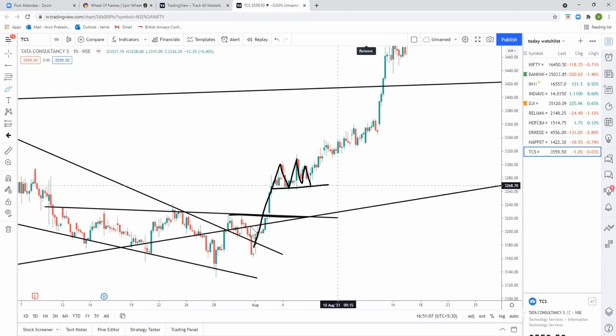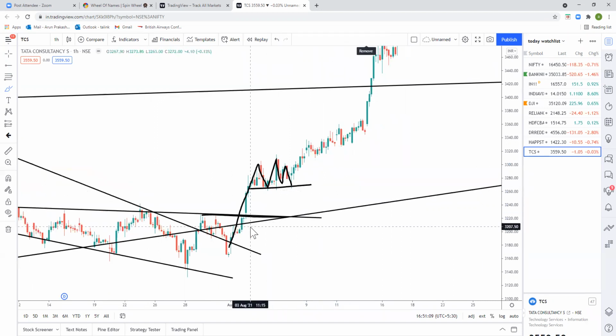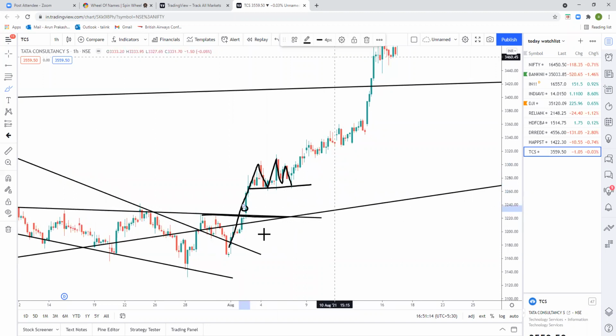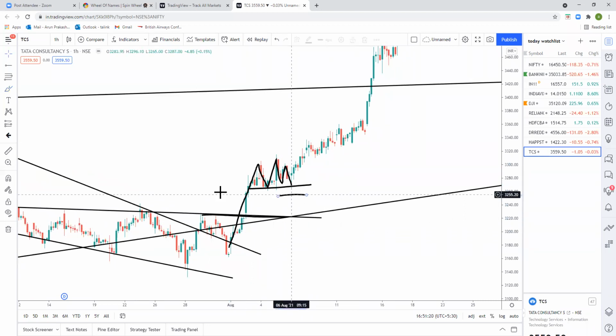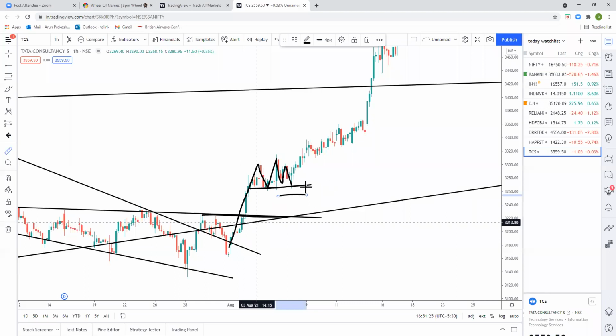Now what I'm going to do is, initially I would have kept my stop loss. If I'm entering somewhere around this level, I would have kept my stop loss here. Now I'm just moving my stop loss here. This is my trailing stop loss. So by doing this, even at the worst case, I'm going to exit with a profit of close to 1%.